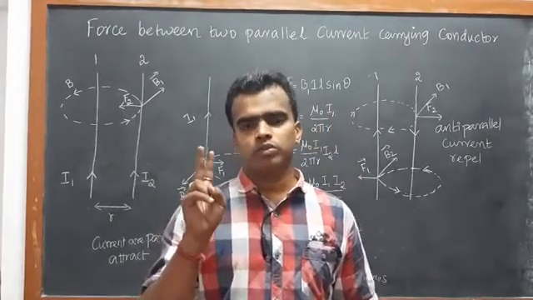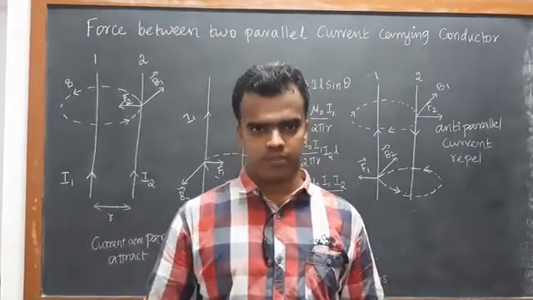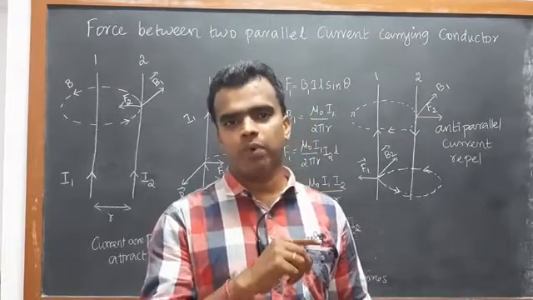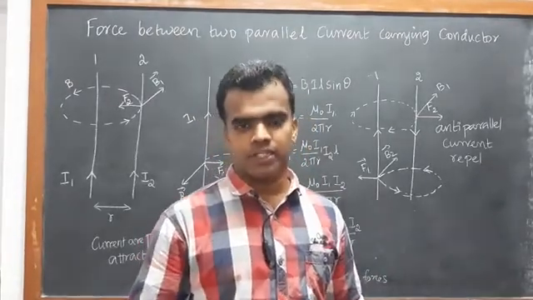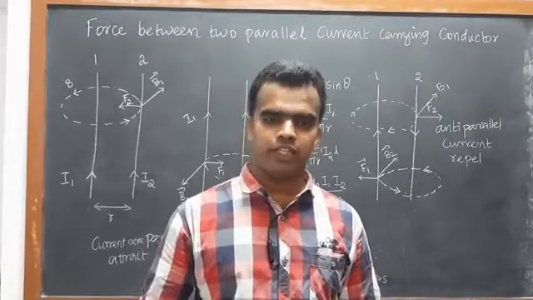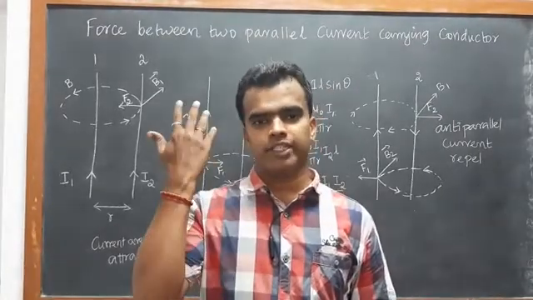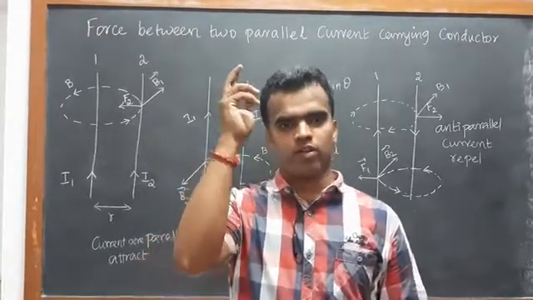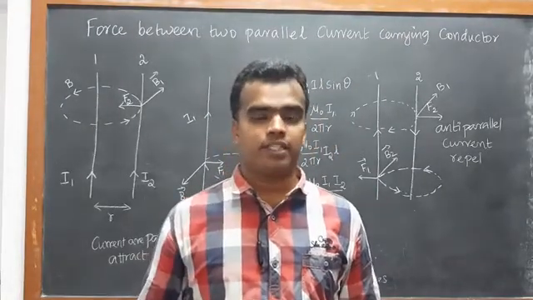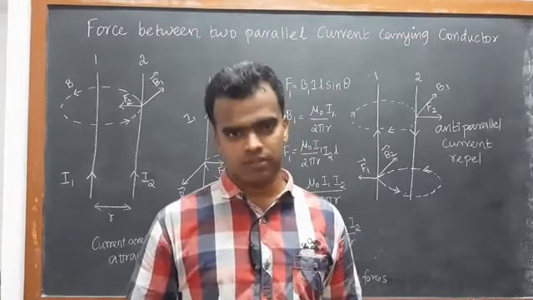We have two wires. Those two wires are parallel to each other. In the first case, in the two parallel wires, the current is passing in the same direction. In the second case, the current is passing in opposite directions in the two wires. So in one wire the current goes in the upward direction and in the other wire the current goes in the downward direction. That is the second case. And here we are going to discuss the force between these two wires.